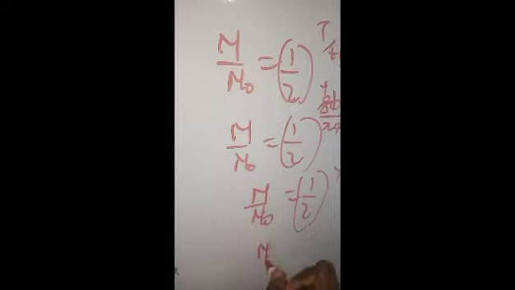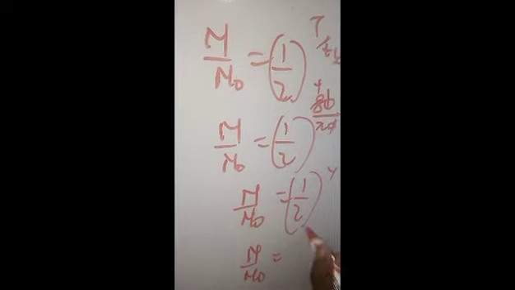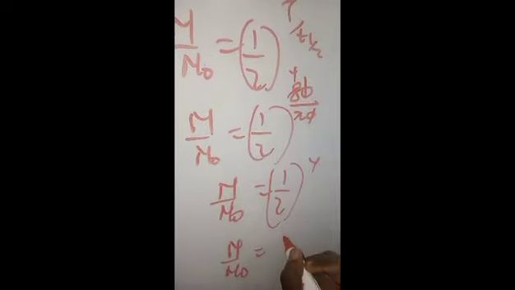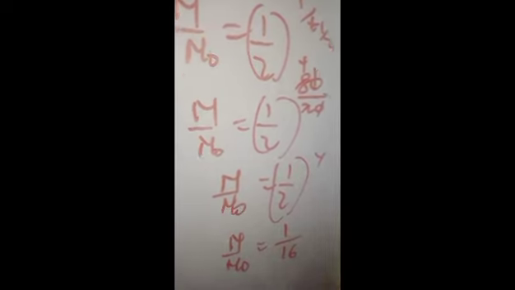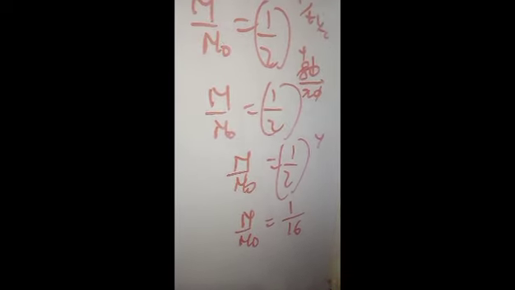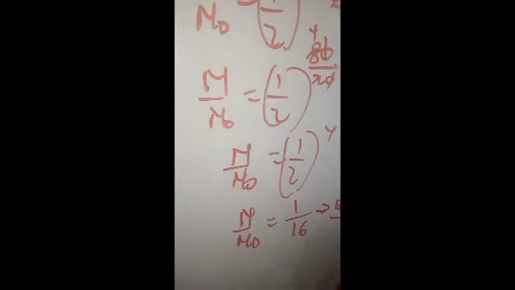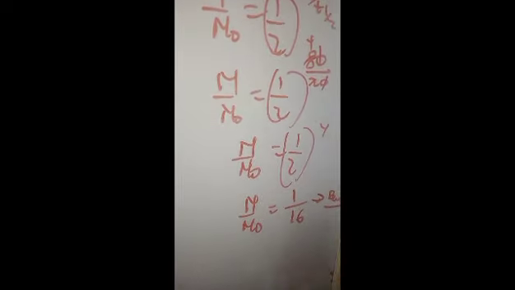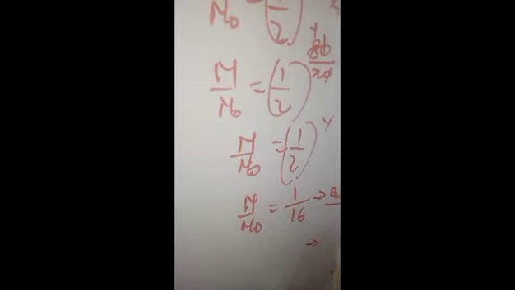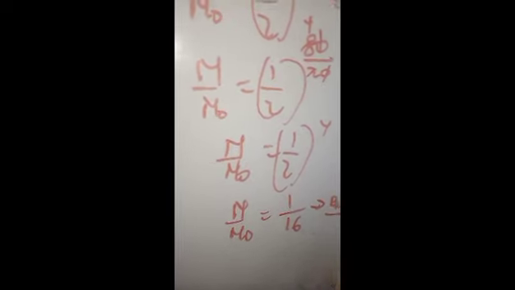N over N naught is equal to 1 over 2 raised to power 4, which is what? 16. So this is 1 over 16. Do you get it now? So they said what fraction will remain? So this is your answer. If they said what fraction will disintegrate? That's 1 minus 1 over 16. Yeah. Try the next one too.